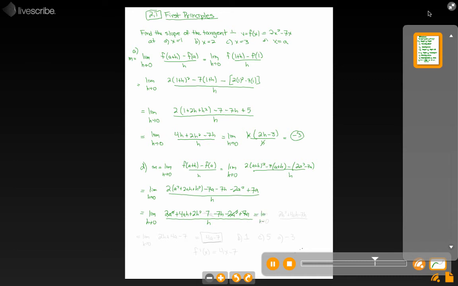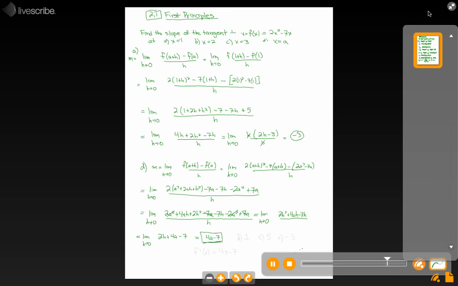Now, again, everything that doesn't have an h in it is about to go away. The 2a squared minus 2a squared goes away. Minus 7a plus 7a goes away. And I end up with 2h squared plus 4ah minus 7h over h. Divide everything by an h, and I have the limit as h goes to 0 of 2h plus 4a minus 7, which, if h goes to 0, is just 4a minus 7.